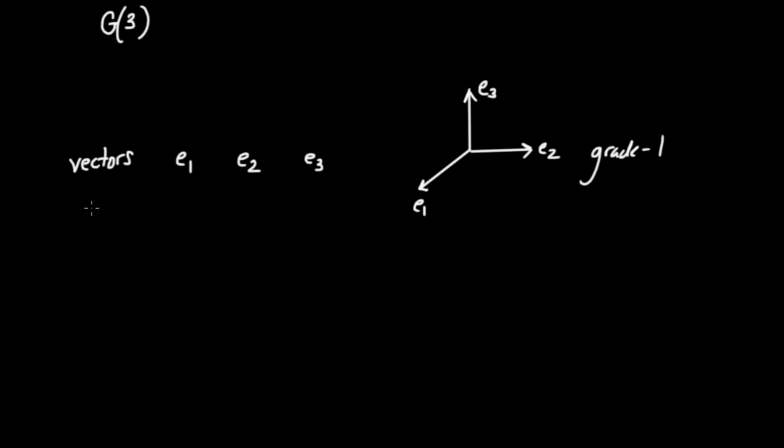We descend to the scalars. This is going to be the same thing as before. We have 1 scalar, just numbers. We represent these as points, and these are the grade 0s.